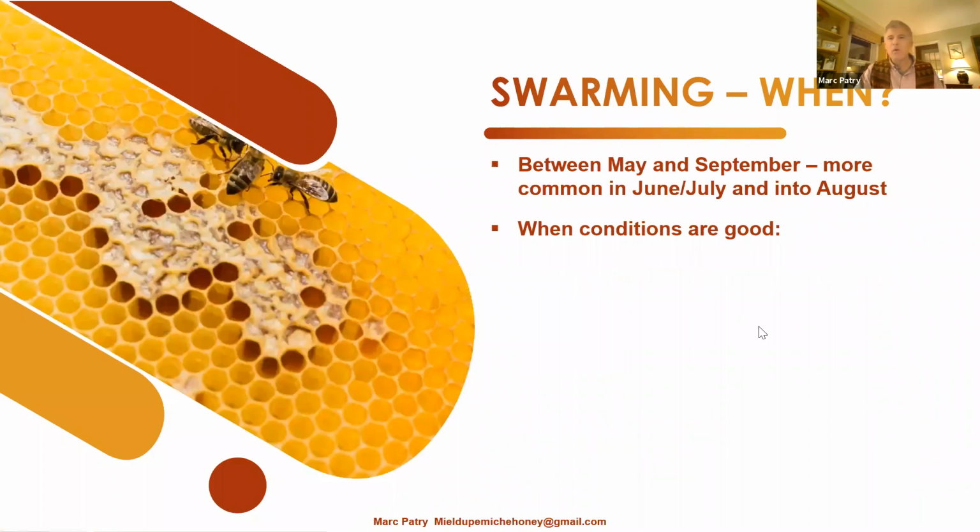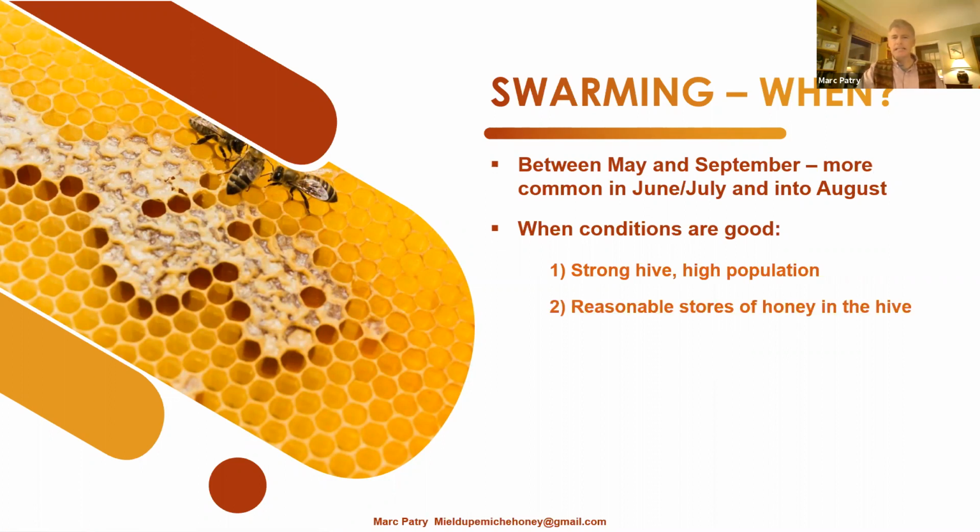So when do they swarm? Typically they swarm when conditions are good, between May and September. I think when I was first dreaming up this presentation, I said August, but I switched to September because my hive swarmed in September this year. The swarming conditions are good when they have a strong hive and high population, lots of bees inside the hive, lots of honey in there, and lots of flowers with nectar. Whoops, let me go back. So those are when conditions are good.